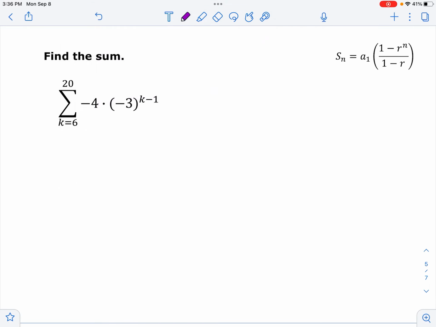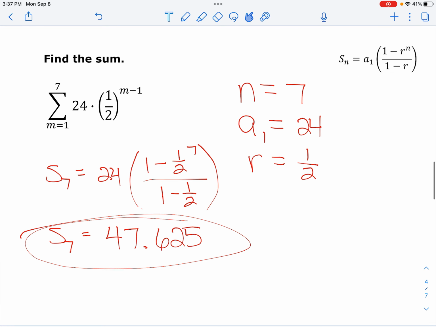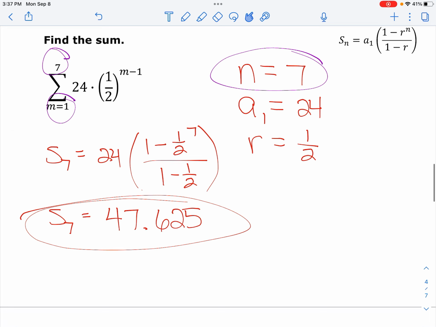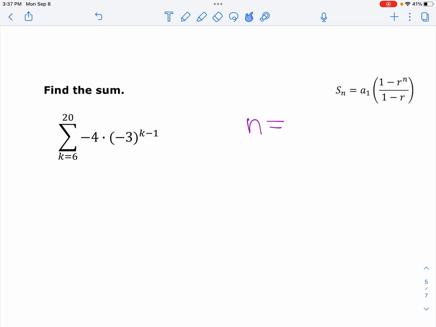All right. Now, let's look at n. Well, in this case, k starts at 6, and it goes to 20. So you might say, oh, 20 minus 6 is 14. Yes, but that's not quite right. Remember up here, look here, we got a 7 and 1. 7 minus 1 is 6, but our n was 7. So it's because you include the number 1 here. So that's important. So let's go back here. 20 minus 6 is 14, but we need to include 6. So that makes this 15.